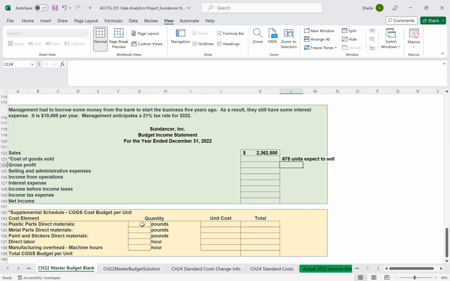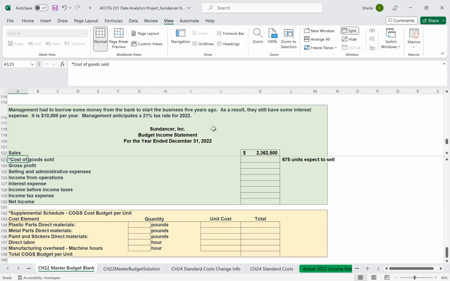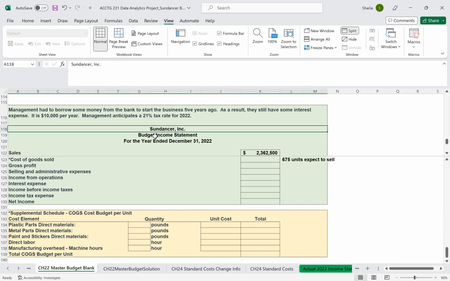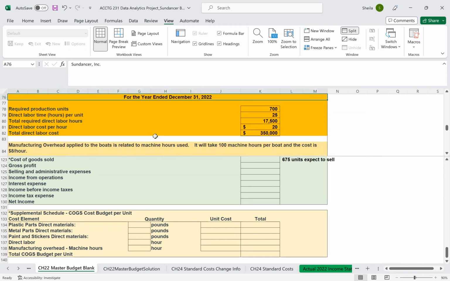So quickly here, the cost per unit, where are we going to grab those? And actually, I'm going to do this little thing again where I put in my split. And I'm going to click on the top part and I'm going to scroll way up here to the top.